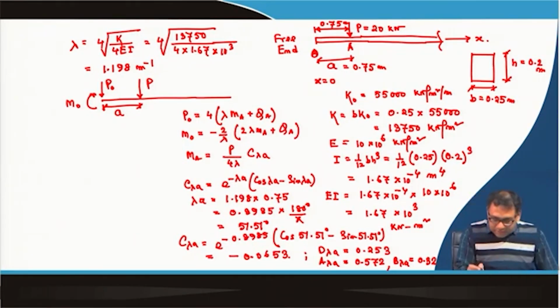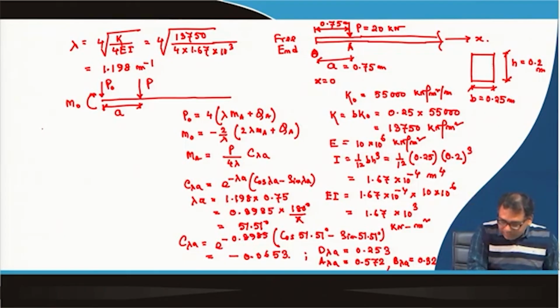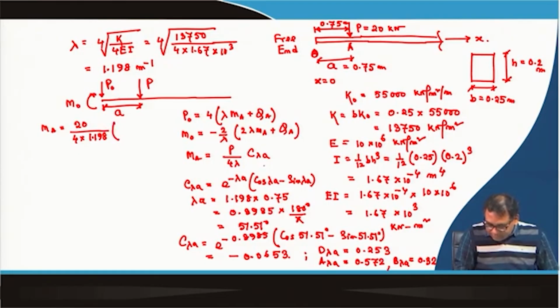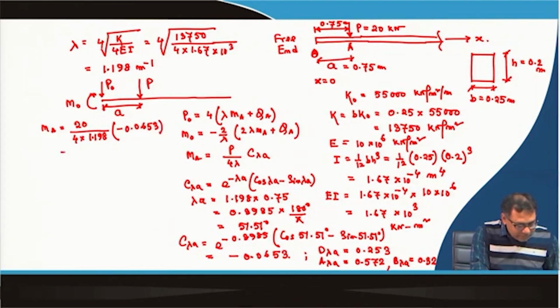So, now the MA value is P into 4 lambda by C lambda A. So, MA will be equal to P is equal to 20, then 4 lambda, lambda is 1.198, then C lambda A is minus 0.0653. So, MA is minus 0.273 kilonewton meter.